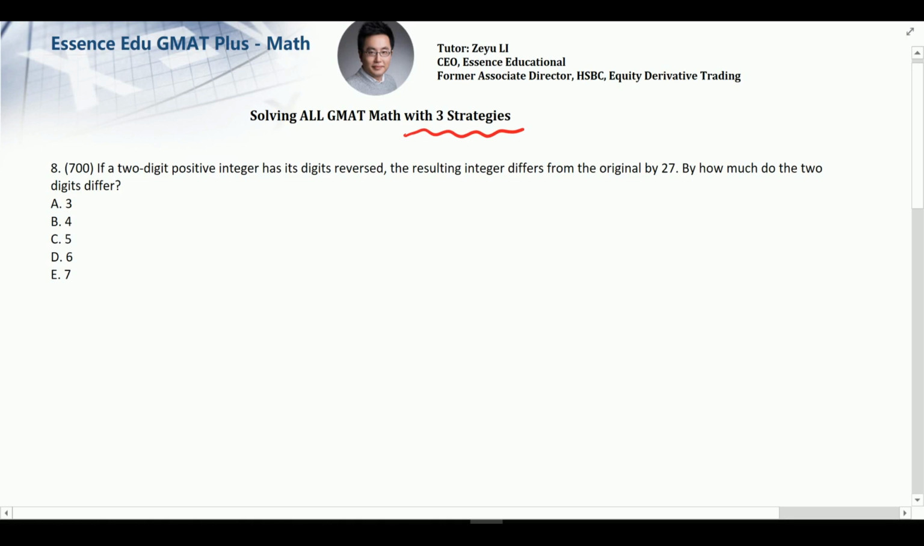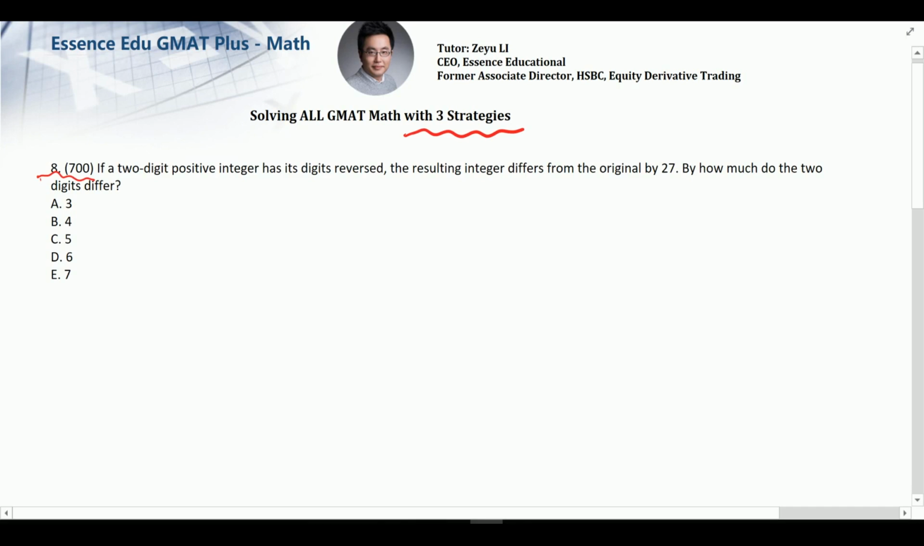Today, we will see question number 8. It is a 700 level question. If a two-digit positive integer has its digits reversed, the resulting integer differs from the original by 27. By how much do the two digits differ?